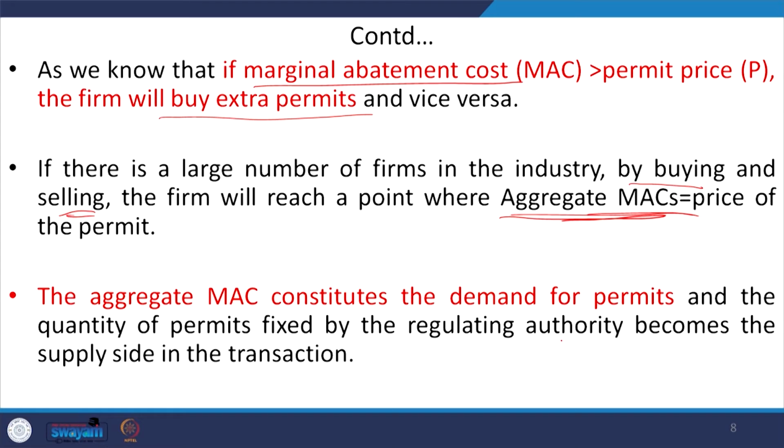Right. So, here this marginal abatement cost is taken as the demand for permits, and what is the supply side? Supply of permits depends upon the regulating authority, that is, how many permits are to be allowed for the industries. So, on the demand side, the aggregate marginal cost constitutes the demand for permits, and on the supply side, the supply of permits depends upon the amount of permits the regulating authority is going to allow.